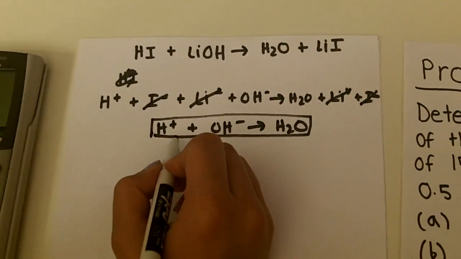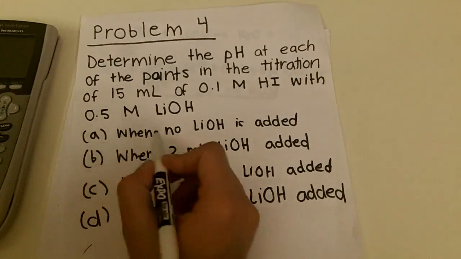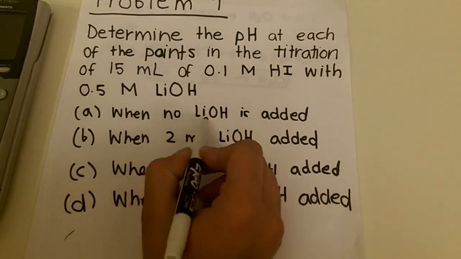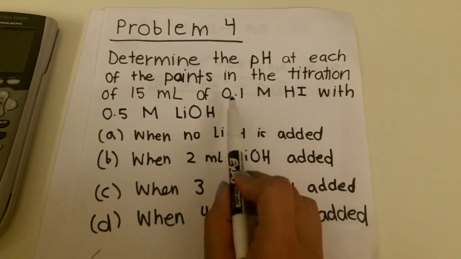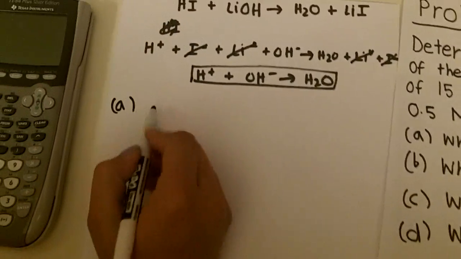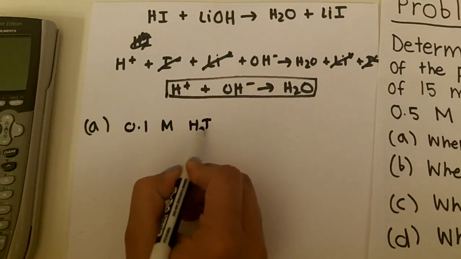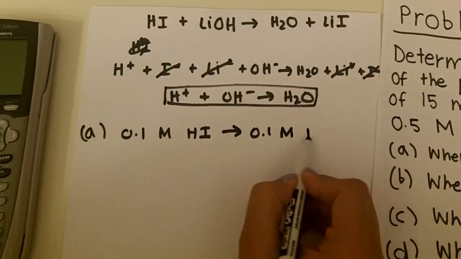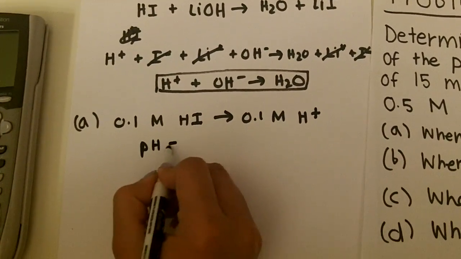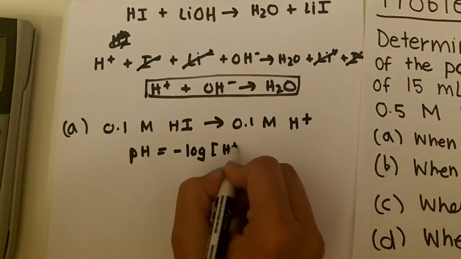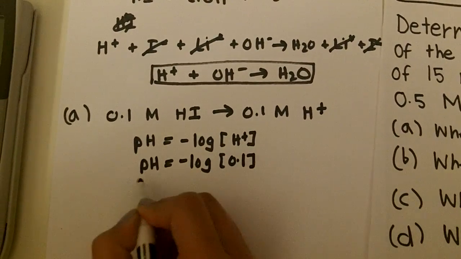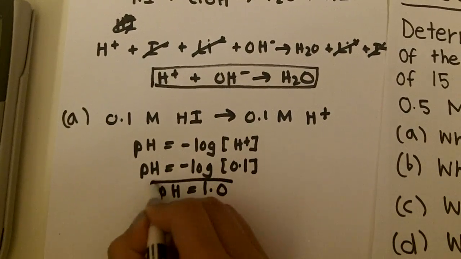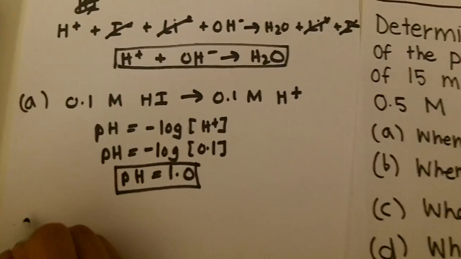Now that we've established that, we should go back to the problem. For part A, it says find the pH when no lithium hydroxide is added. That basically means we go to how much acid there is initially, and initially there's 0.1 molar hydroiodic acid. So 0.1 molar hydroiodic acid means there's 0.1 molar H plus ions. pH is equal to the negative log of the H plus concentration. So pH is the negative log of 0.1, which is equal to 1. That'll be our pH when there is no lithium hydroxide added.